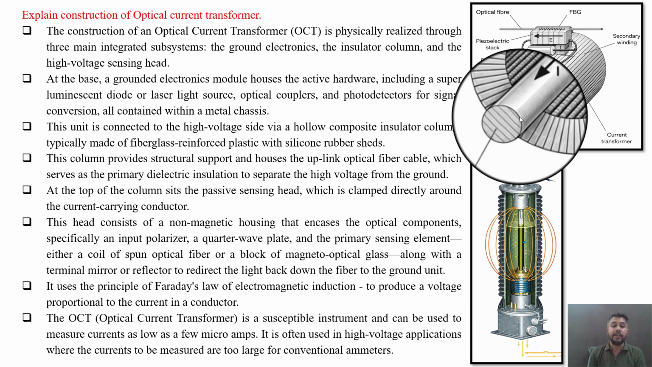in a conductor. The OCT, that is optical current transformer, is a susceptible instrument and can be used to measure currents as low as a few microamperes. It is often used in high voltage applications where the currents to be measured are too large for conventional emitters. So this is the constructional detail of optical current transformer.